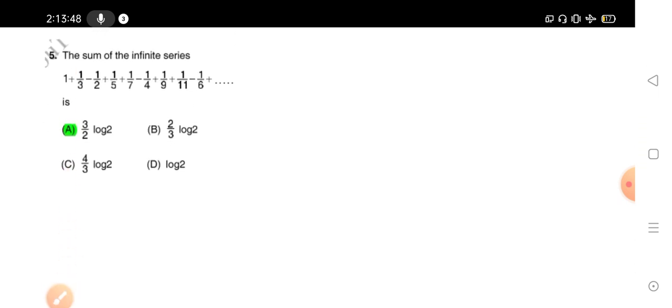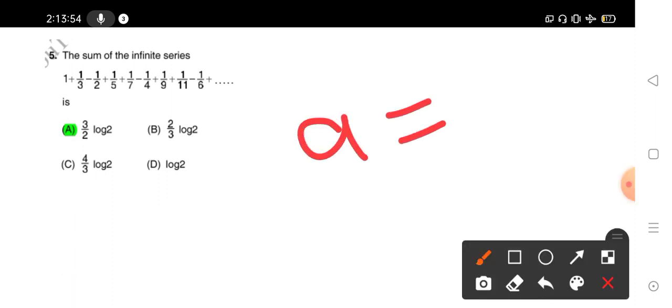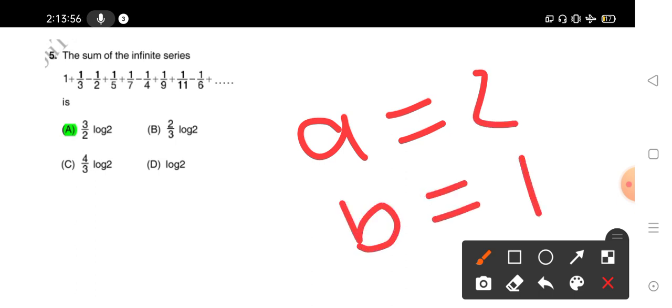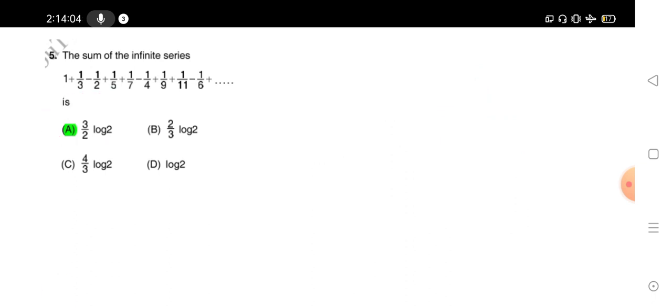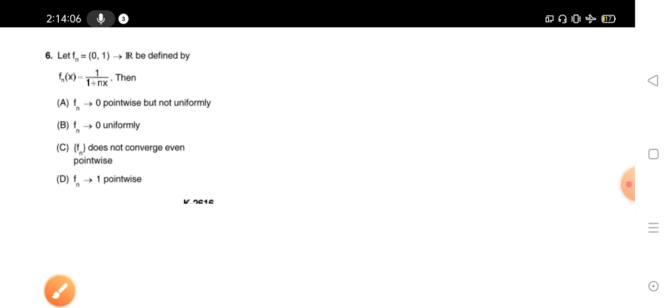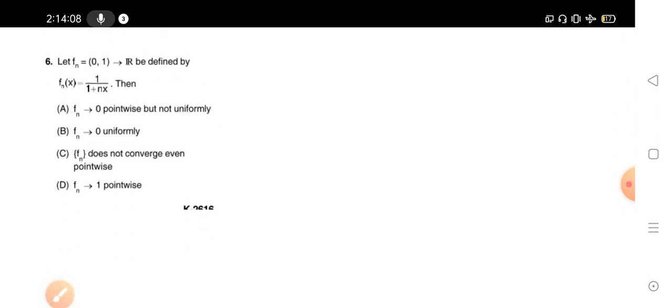The sum of the infinite series 1 plus 1 upon 3 minus 1 upon 2. Here a is 2 and b is 1, a is positive and b is negative. Finding the answer, we get 3 by 2 log 2. Next question. Here this option is wrong.